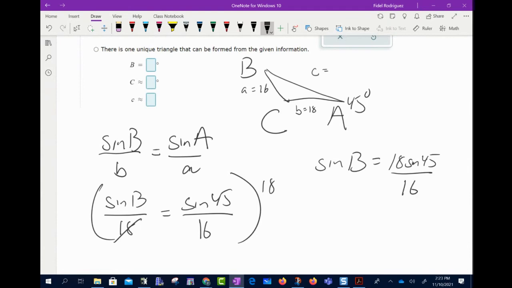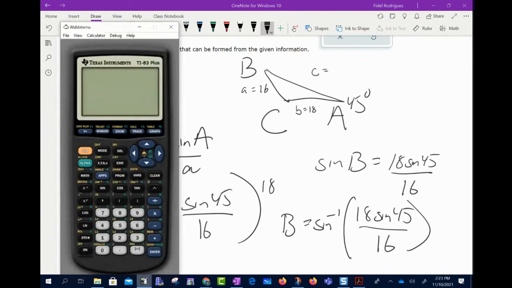Okay, before I go on, are we good up to this point? We're all good up to this point? Okay. Do you remember how we're going to find the value of b? How do I get rid of my sine inverse? Excellent, good. So b is going to be equal to the sine inverse of all this right here.